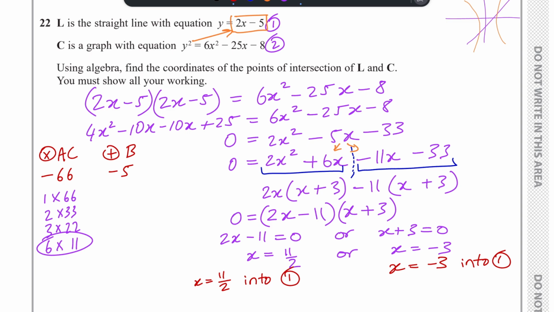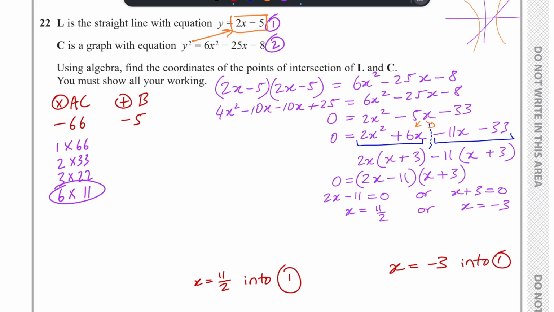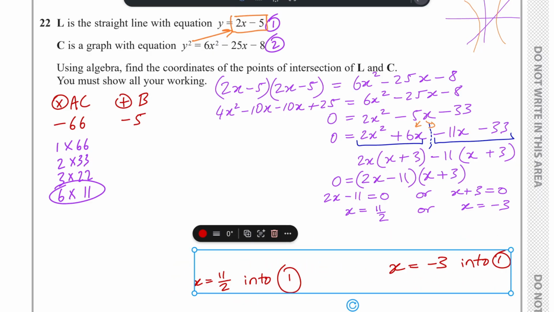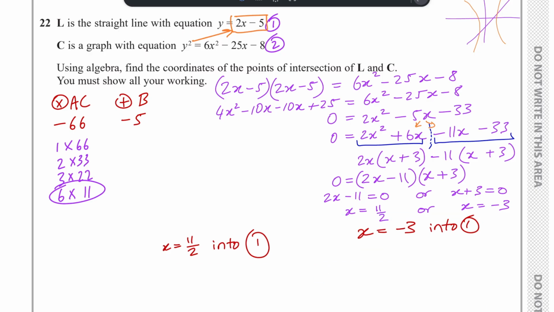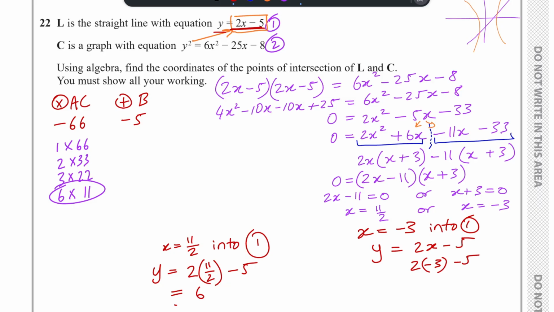Okay, so I'm just going to tidy this up slightly. I'm just going to move this to the middle, and then we're going to do our substitutions. Now we know that equation 1 is y equals 2x minus 5. So y equals 2 times x, which is 11 over 2, minus 5. So that's 11 minus 5, which is 6. And here for this one, y equals 2x minus 5, x is negative 3, so 2 times negative 3 minus 5, which is negative 11.